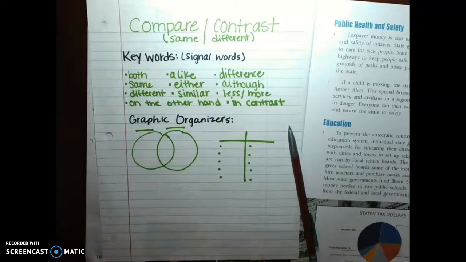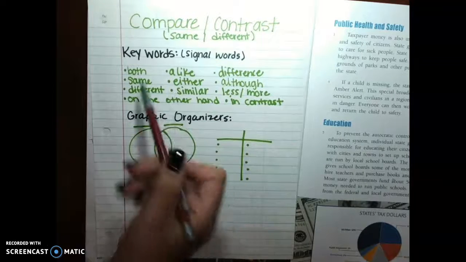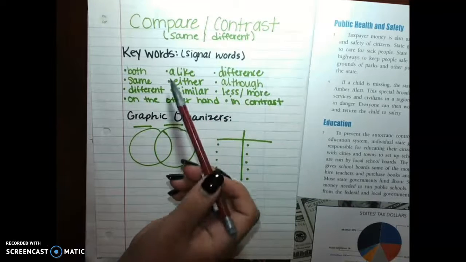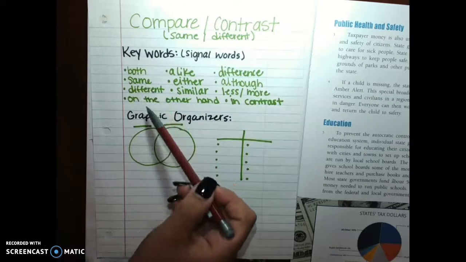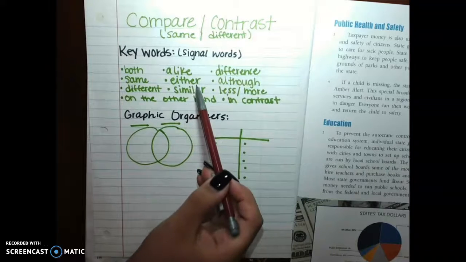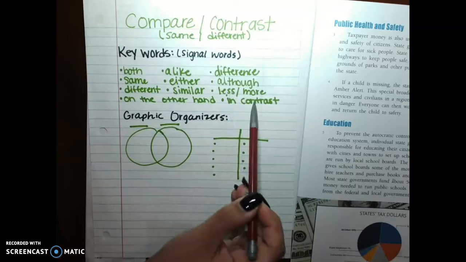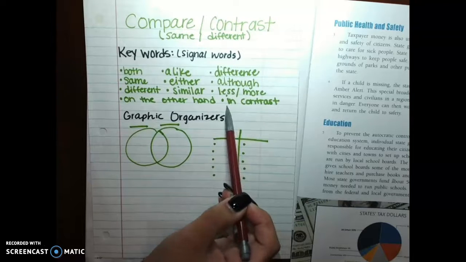So, same thing as yesterday, we're going to pay attention to keywords or signal words like the ones listed here. Both, same, different, on the other hand, making that comparison. Alike, either, similar, difference, although, less or more, and then in contrast.